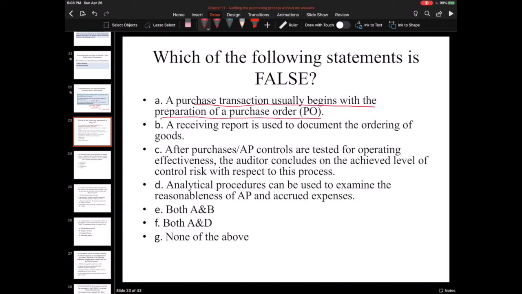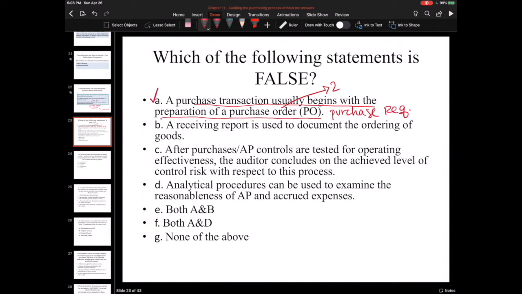Well, we know this isn't true because the purchase transaction, we said, usually begins with preparation of a purchase requisition, right? In the individual user department. And this is really step 2. Okay, so we know this one is looking pretty good as a potential answer.